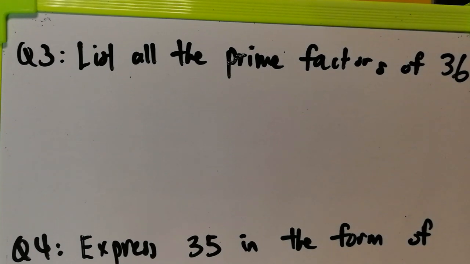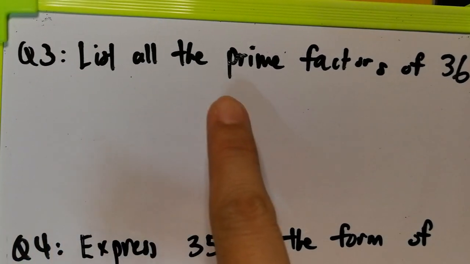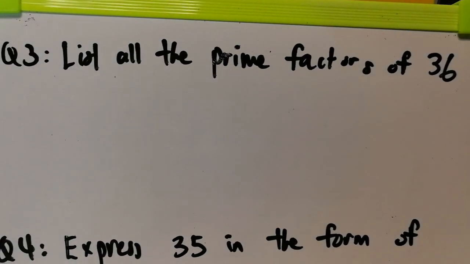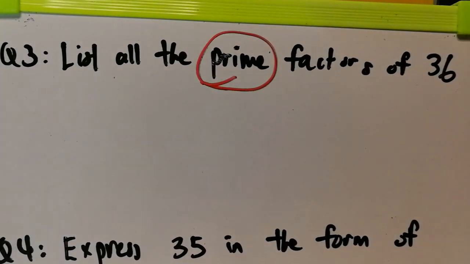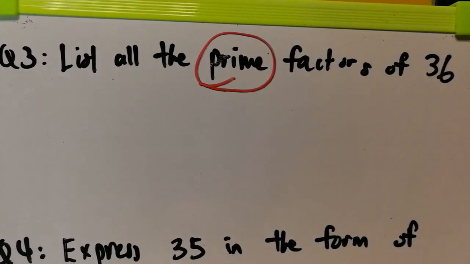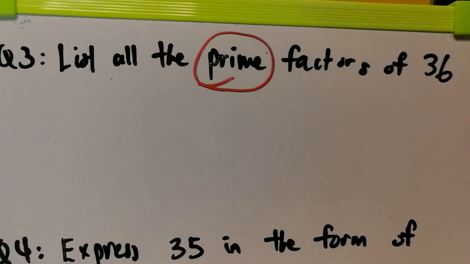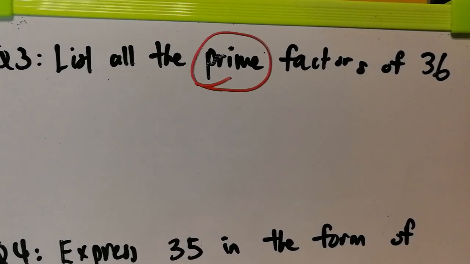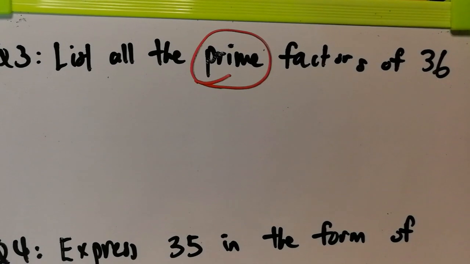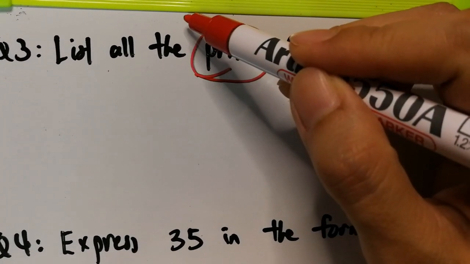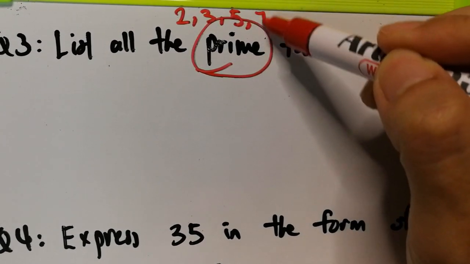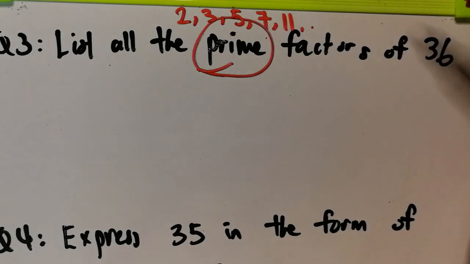Okay, we move to question number 3. List out all the prime factors of 36. So please remember what a prime number is. A prime factor is a factor that is also a prime number. A prime number is a number that can be divided equally only by itself and 1. But number 1 is not a prime number. Our smallest prime number starts with 2, and then we have 3, 5, 7, 11, and so on.